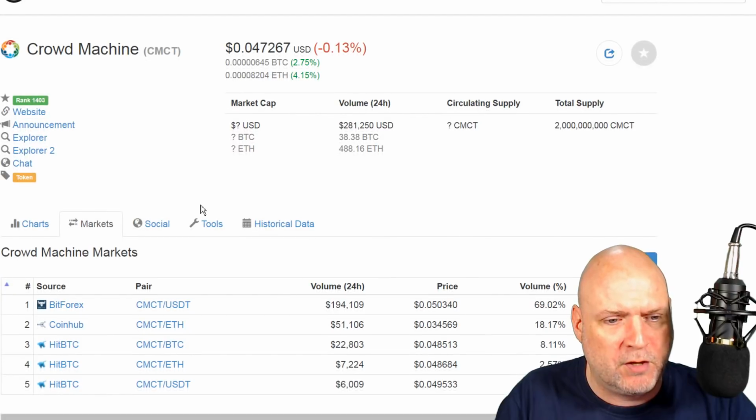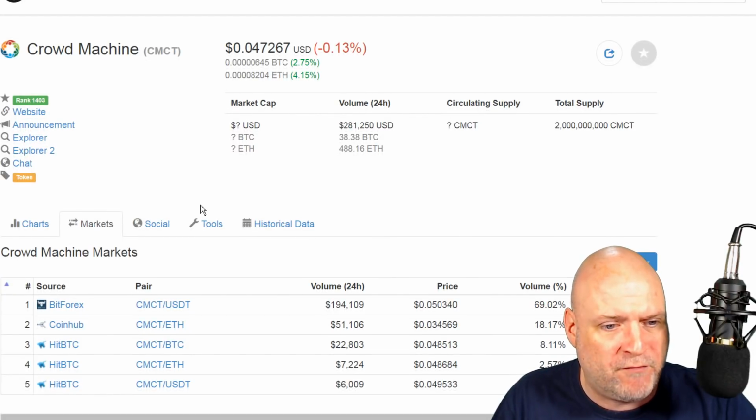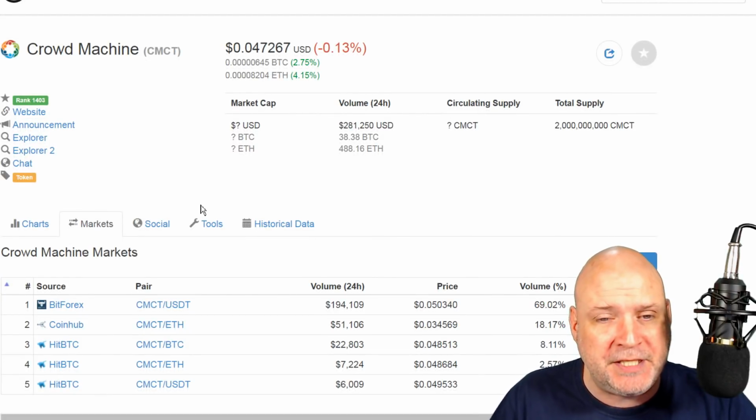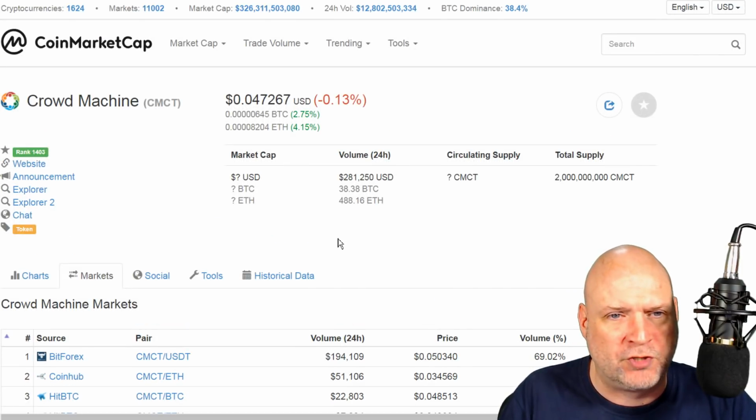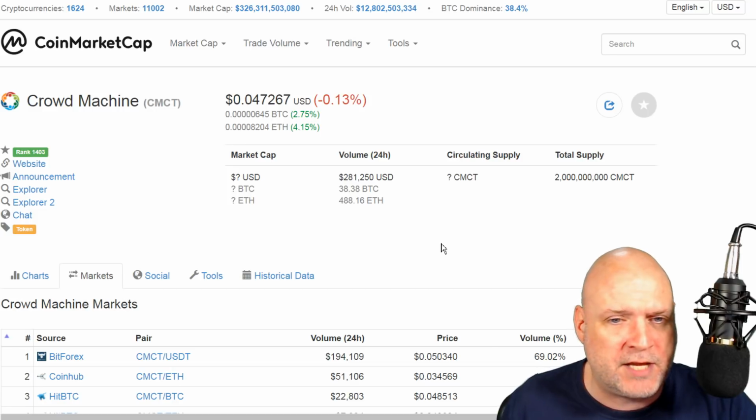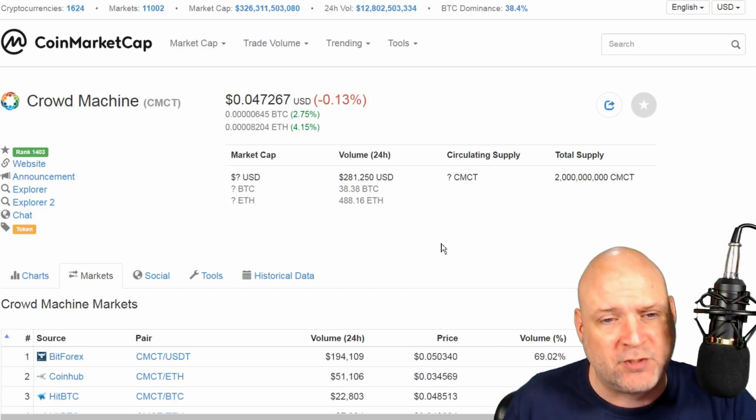Now, where is it available? Well, it's on a couple of bigger exchanges, Bitforex, CoinHub, and HitBTC as well. So it really hasn't fulfilled its promise after launching, which is a shame really, because it did look like quite a viable project when I took a look at it before the ICO.